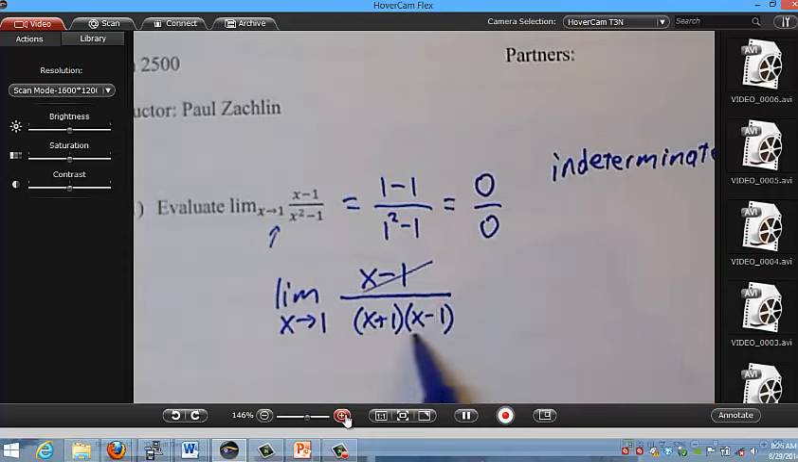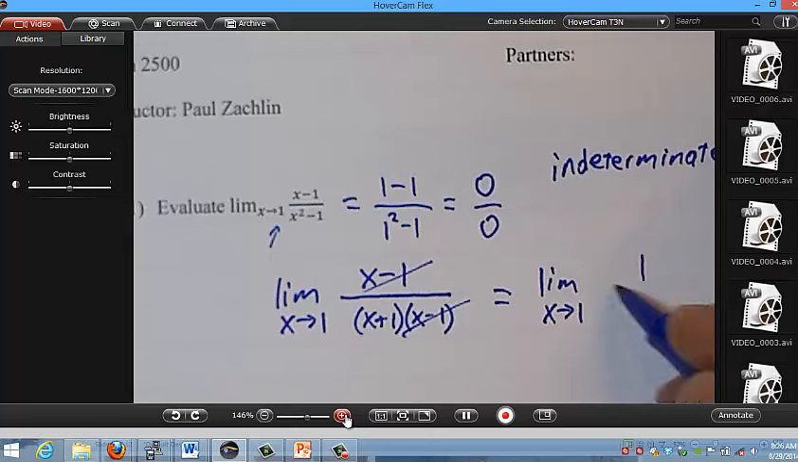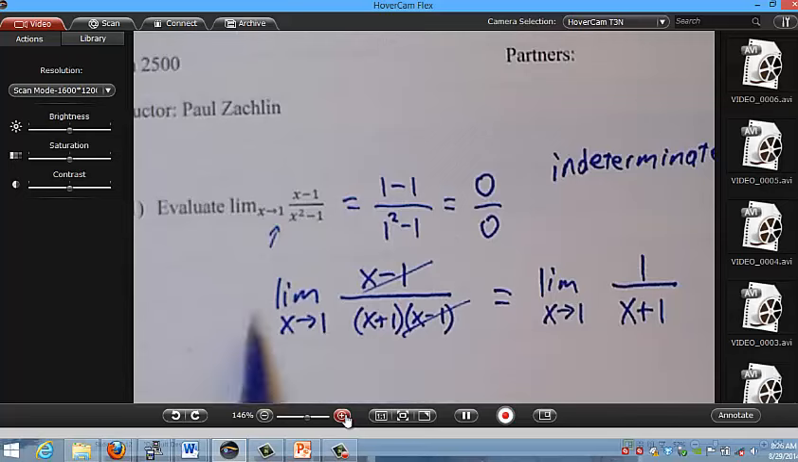So the x minus 1's cancel. And so now I'm computing the limit as x approaches 1 of 1 over x plus 1. Am I really allowed to do that? Will this limit be the same as this limit? Well, the answer is yes. There's a theorem in the book that says so, and a theorem is something that can be proven.